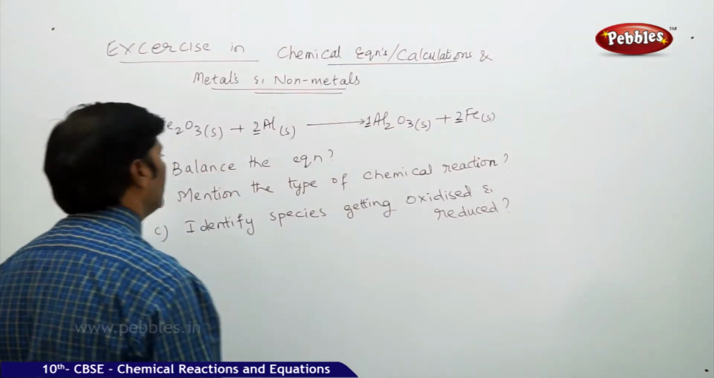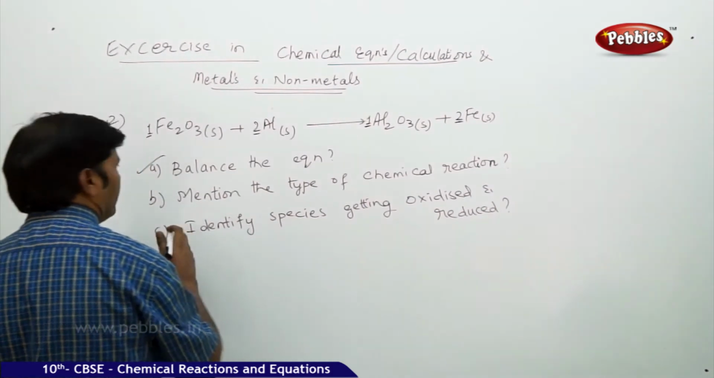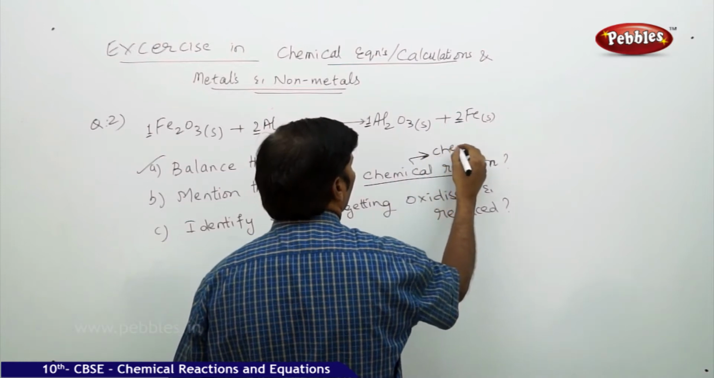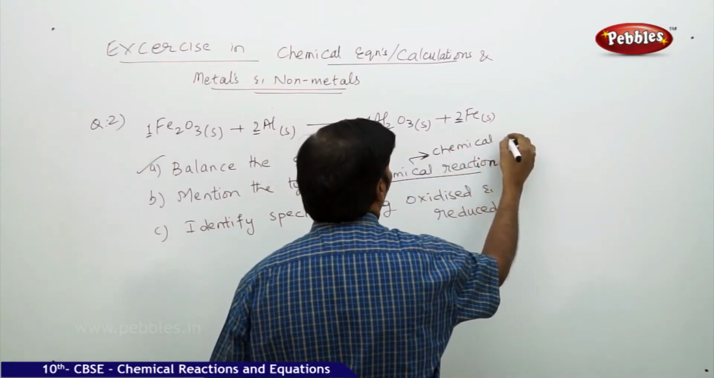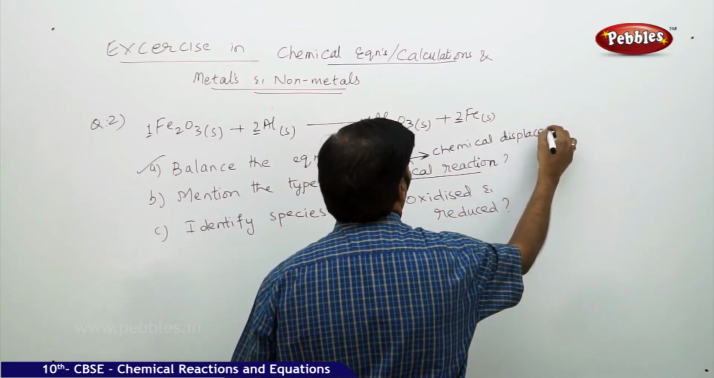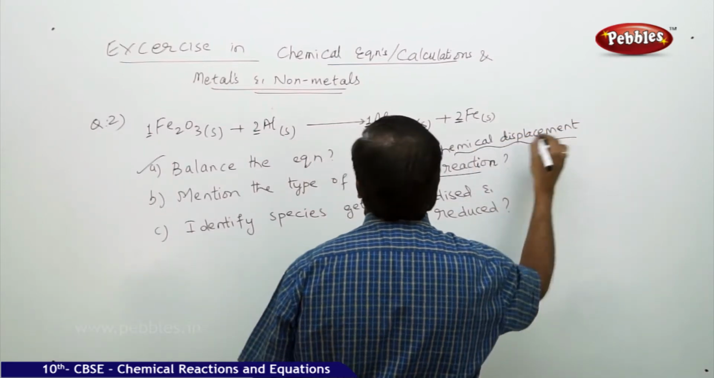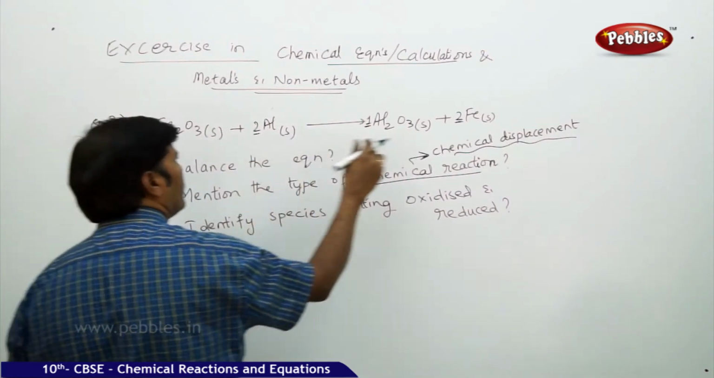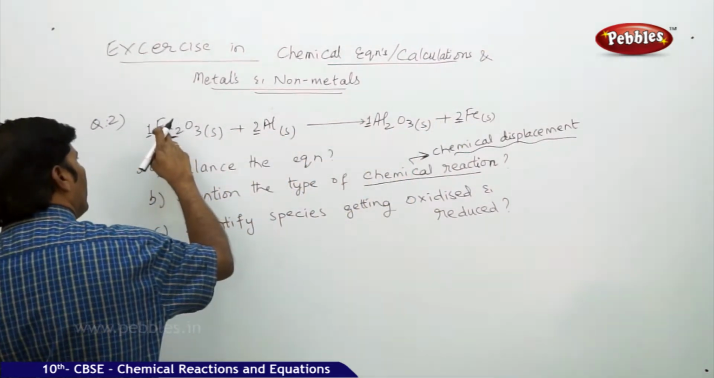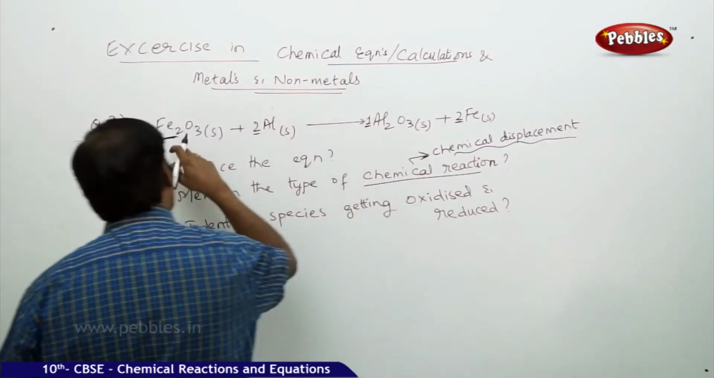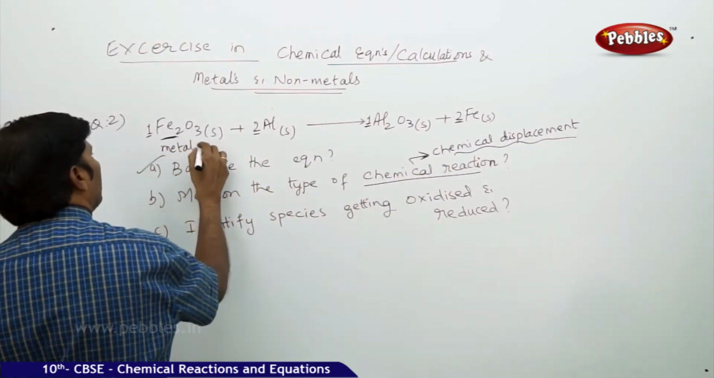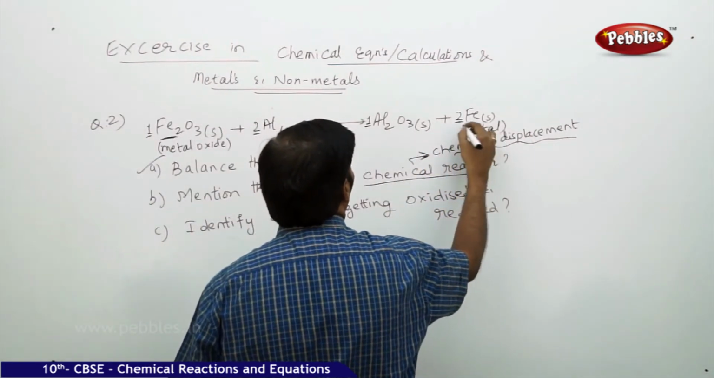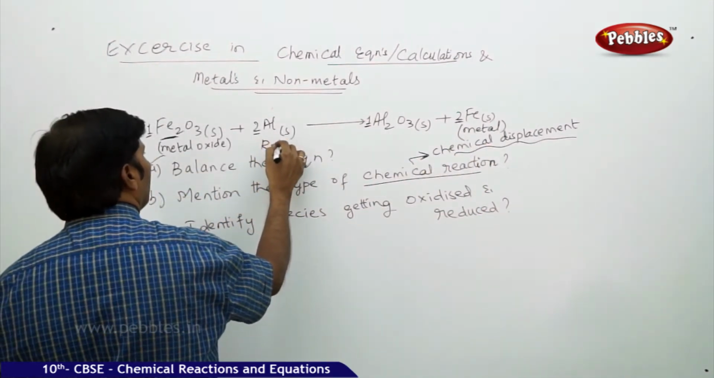Mention the type of chemical reaction. This is nothing but chemical displacement. We can say that the reaction is chemical displacement because the iron in ferric oxide is getting displaced in the form of iron from its oxide. This is a metal oxide, and this is a metal. So metal is being separated from metal oxide, and here aluminium is acting as a reducing agent.